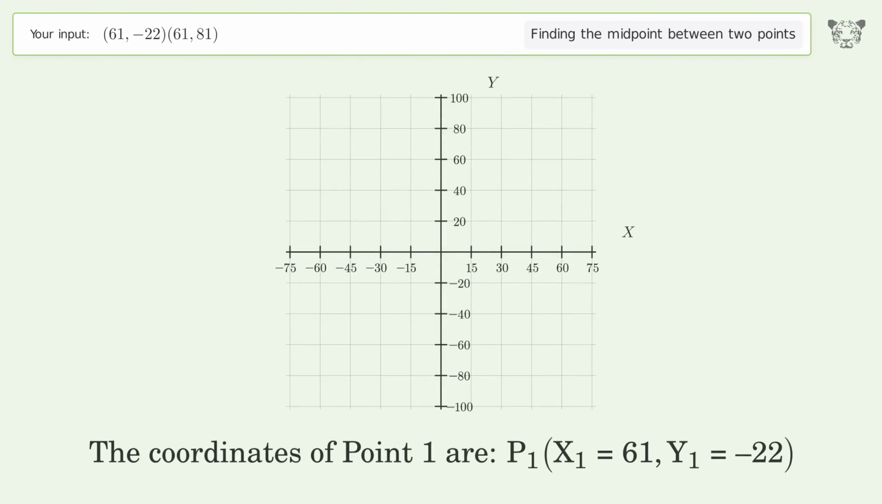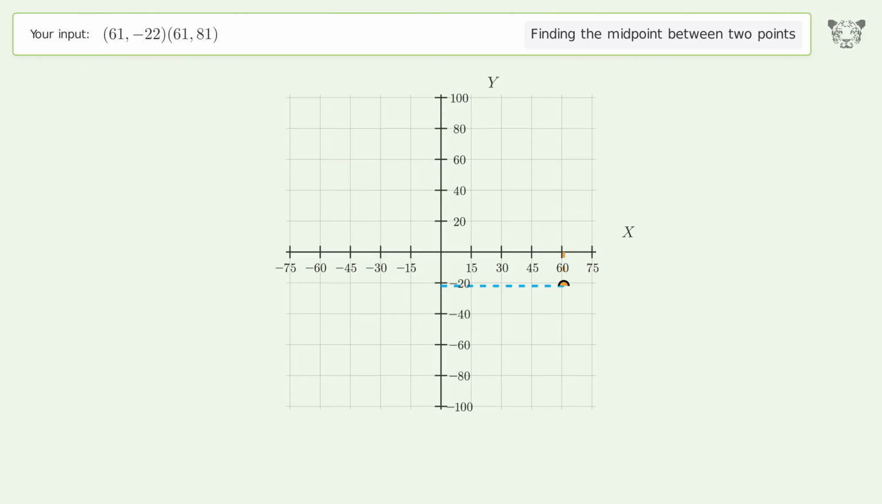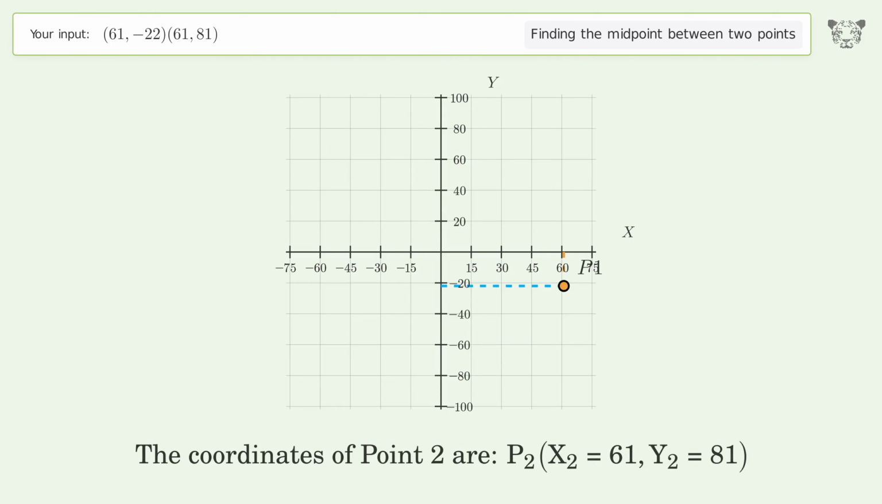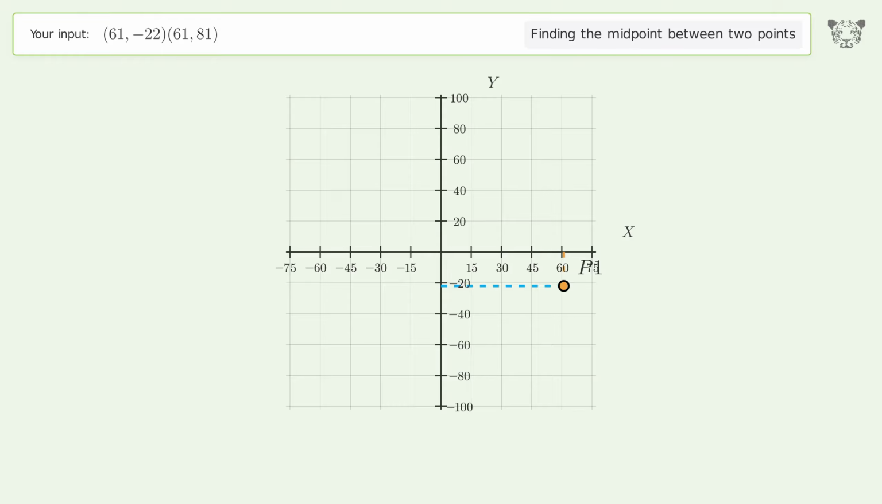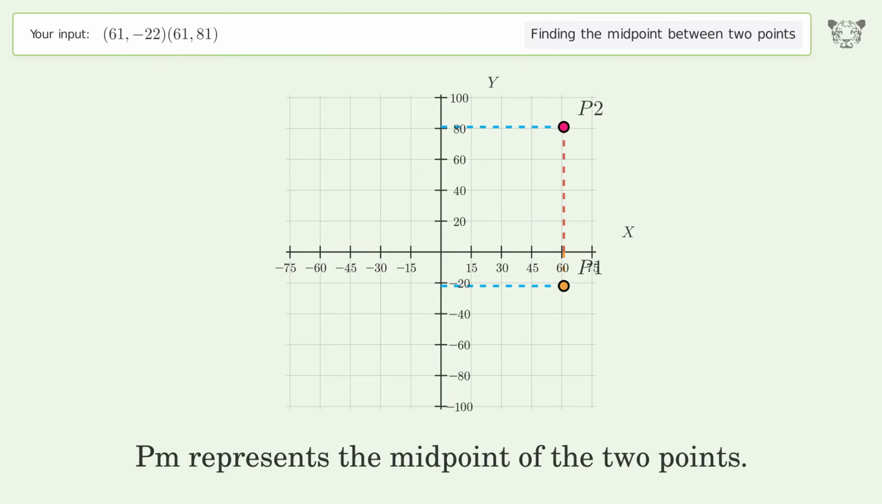The coordinates of point 1 are x1 equals 61, y1 equals -22. The coordinates of point 2 are x2 equals 61, y2 equals 81. PM represents the midpoint of the 2 points.